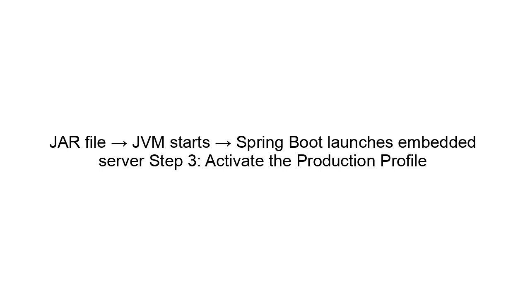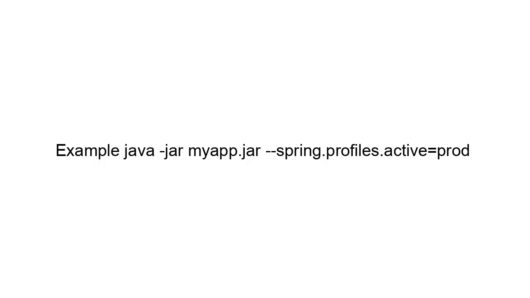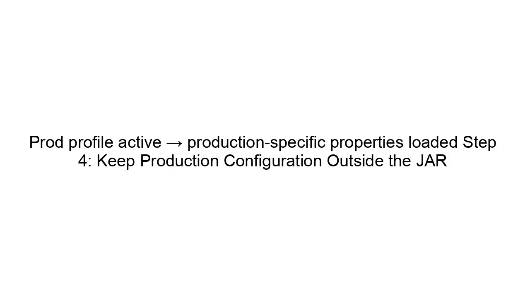Step 3. Activate the production profile. In production, you usually do not want development settings. Spring Boot profiles let you separate dev, test, and prod configuration. Externalized configuration and command line arguments can be used to activate the right profile. Example: java -jar myapp.jar --spring.profiles.active=prod. Example concept: prod profile active means production-specific properties loaded.